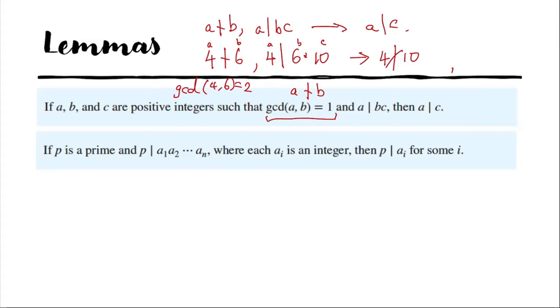Okay, so if you look at the next lemma, it's kind of generalized from the first one. Now, if you have a prime P, and this prime divides some product of numbers, then you know P, this prime, will divide one of the factors.